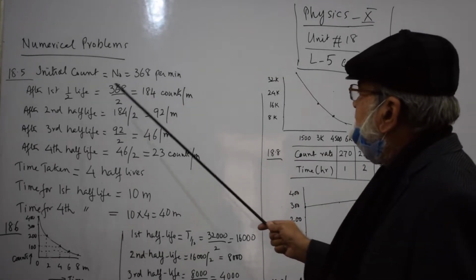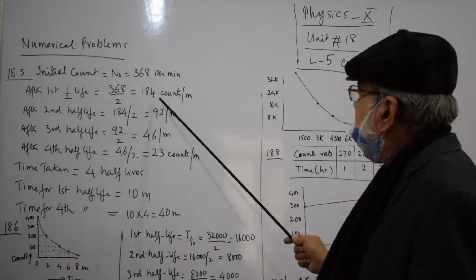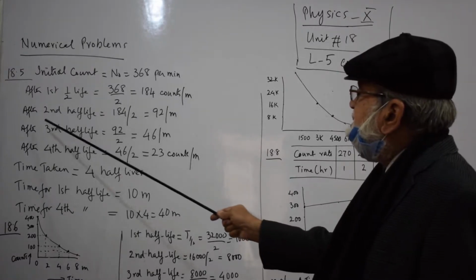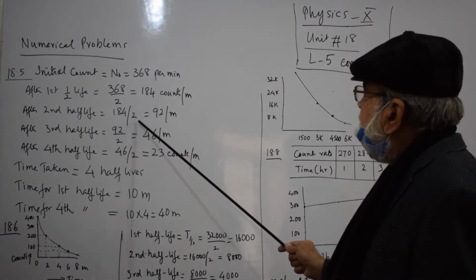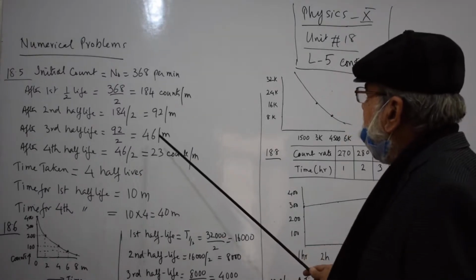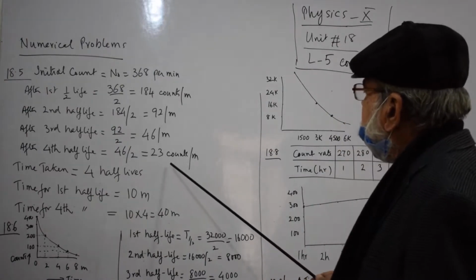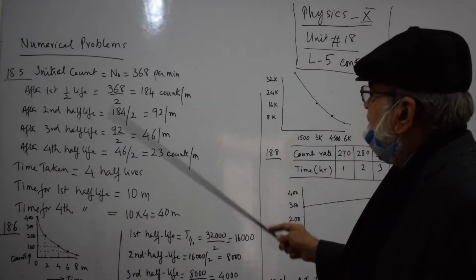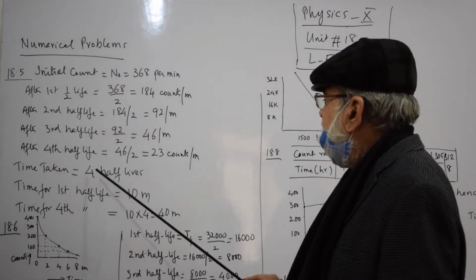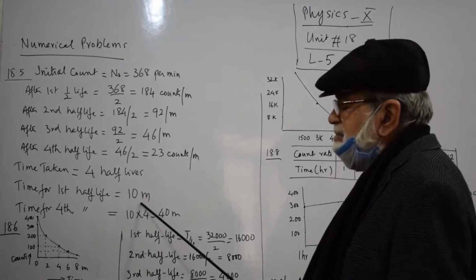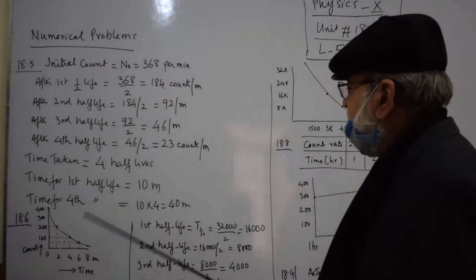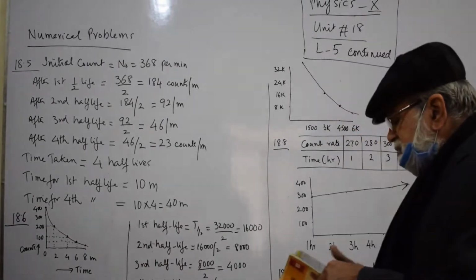368 per minute. After the first half-life of 10 minutes, it will be left with 184 counts per minute. After the second half-life, 184 divided by 2, 92 counts per minute. After the third, it will be 46, and after the fourth, it will be 23 counts per minute. So total half-lives taken is 4 half-lives. Time for the first one is 10 minutes, so time for the fourth half-life will be 40 minutes from the initial start. So this is what was supposed to be calculated.